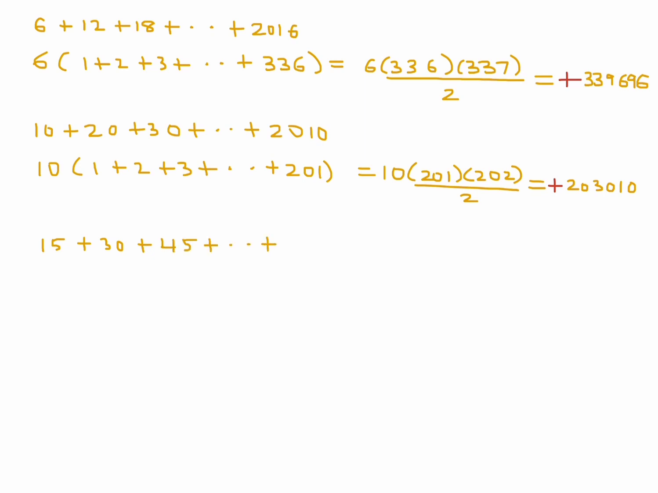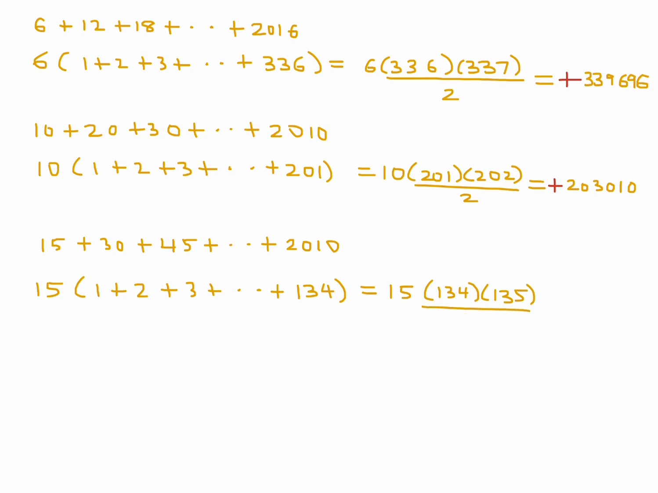And it goes all the way up until 2010 again. 2010 is a multiple of 15. Factor out the 15, 1 plus 2 plus 3, all the way up until 2010 divided by 15, which is 134. So using our formula, we got 15 times 134 times 135 divided by 2. And this number is 135,675. And that number, of course, we have to add back. Okay, are we done? The answer is no.